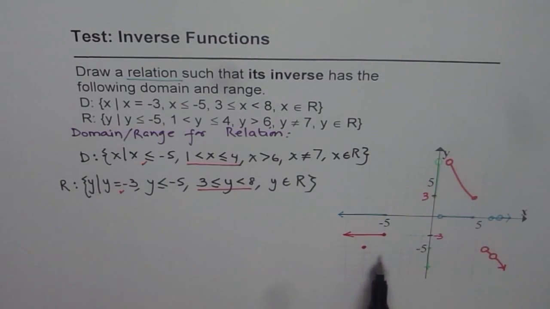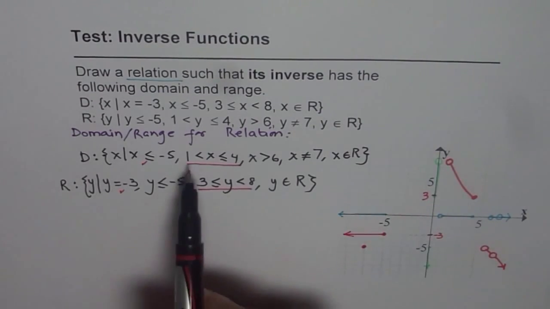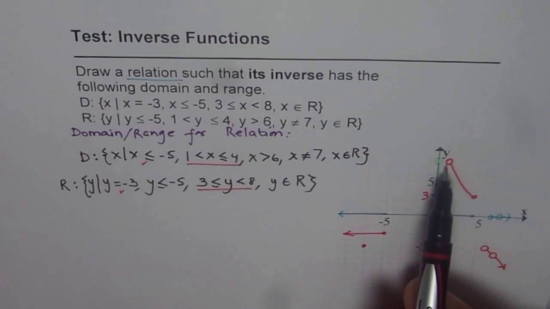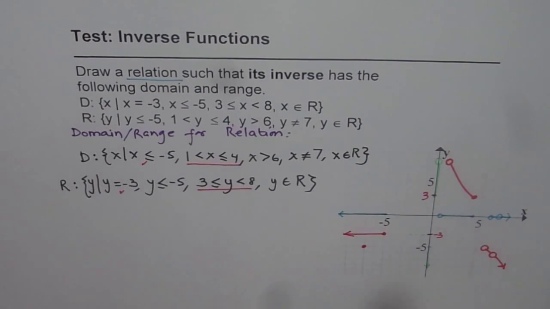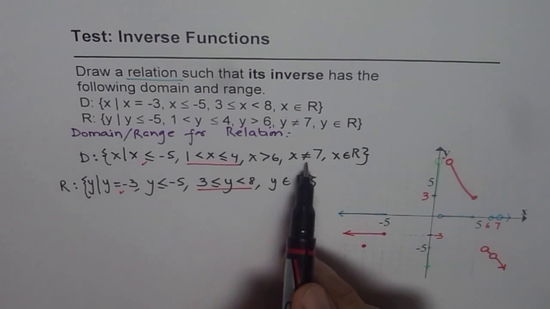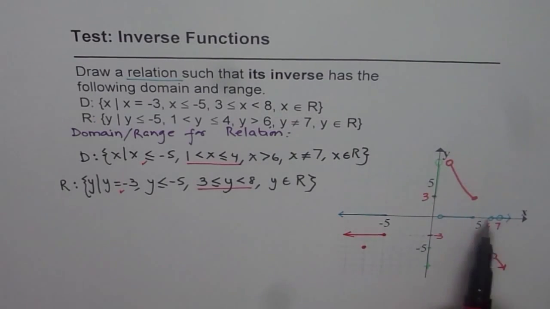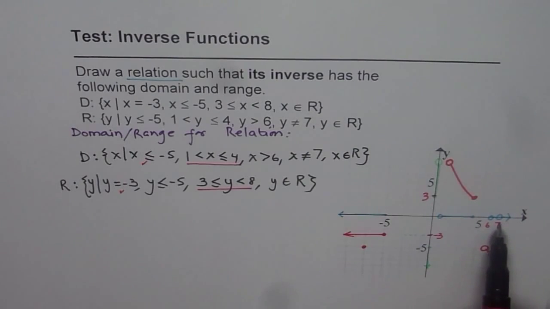Now you can read it back. If you analyze from here, you can say the domain is less than or equal to minus 5, okay, and in this case the domain is from 1 (1 is not included) to 4 (4 is included), and x is greater than 6. Well, 6 is not included, that is 6 for us, and this is 7. Is that okay? 7 is also not included, right? But x is greater than 6: anything to the right of 6 except 7. So that arrow shows anything to the right of 6, but not 7.